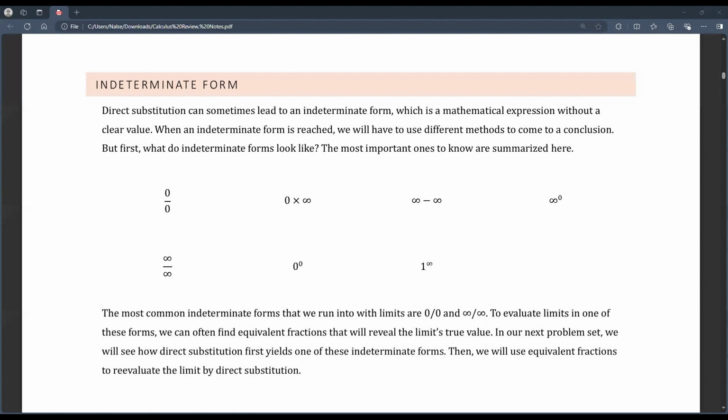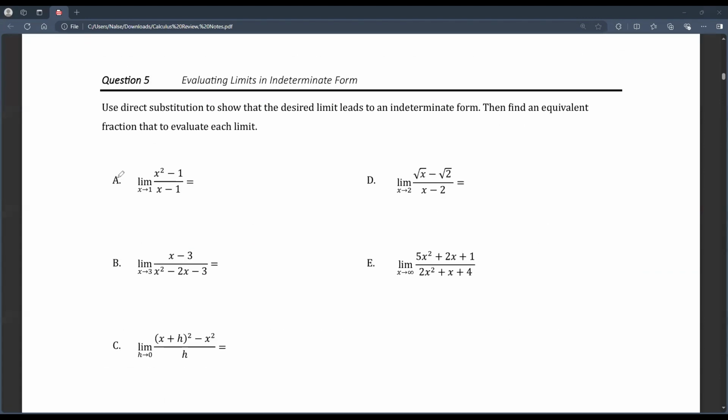Direct substitution can sometimes lead to indeterminate forms, or expressions without a clear value. The most important indeterminate forms are 0 over 0 and infinity over infinity. We will have to do more than a simple direct substitution to find limits in an indeterminate form. For example, part A of question 5 first yields 0 over 0, but factoring will reveal the actual limit.